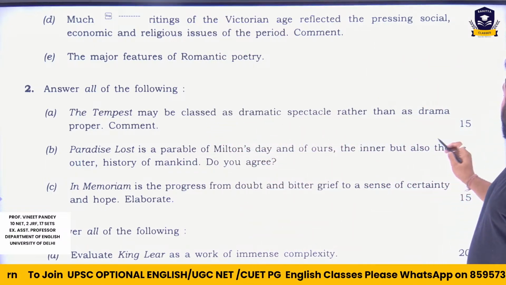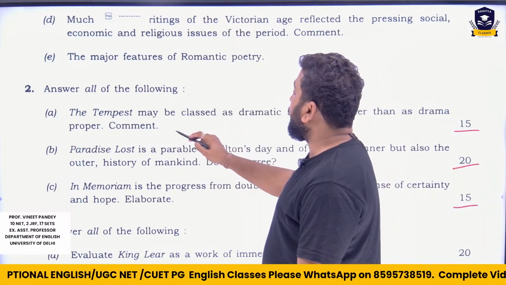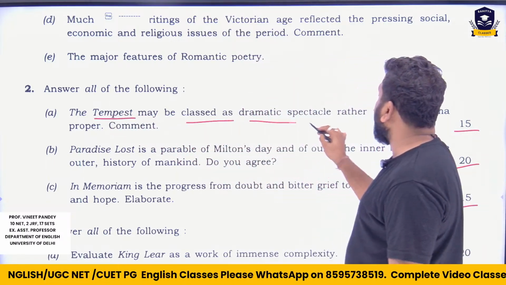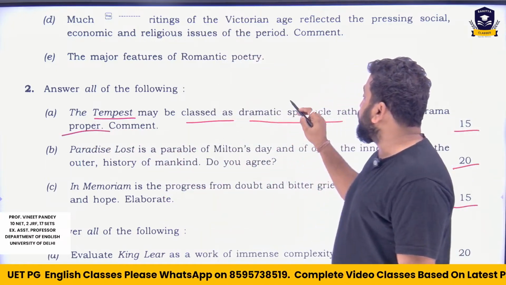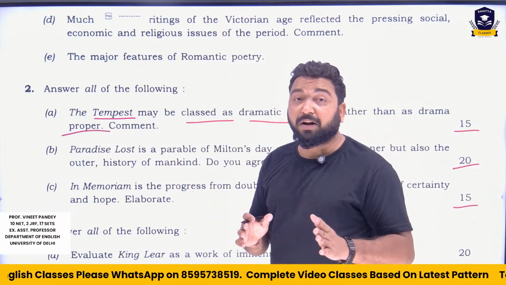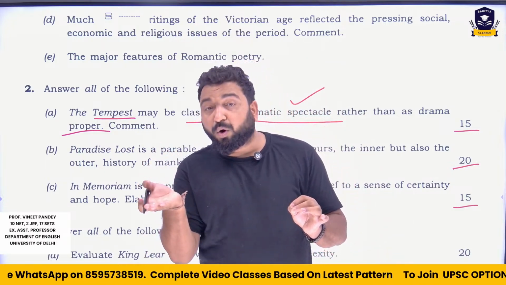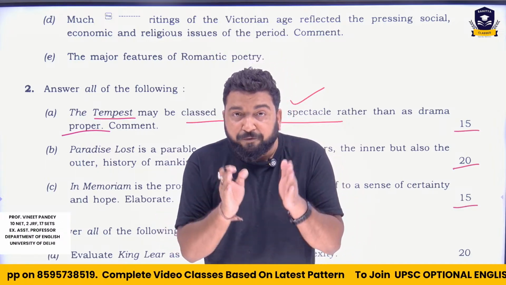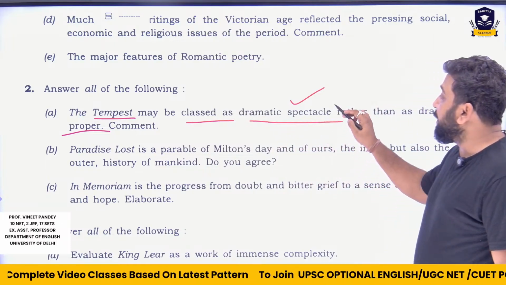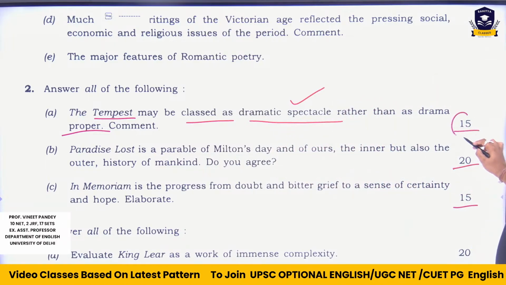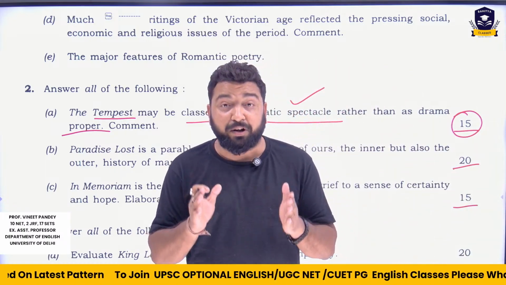As I give you some examples, the 15 mark question, 20 mark question, 15 mark question: Tempest may be classed as a dramatic spectacle rather than a drama proper. So, as a drama or just a dramatic spectacle, this is a tough question. These questions cannot be read without having a scholarly book on Tempest. If you are just reading Tempest as a story, you will not be able to answer this. So this is a 15 mark question. This will need a teacher so that you understand these things and can define it.